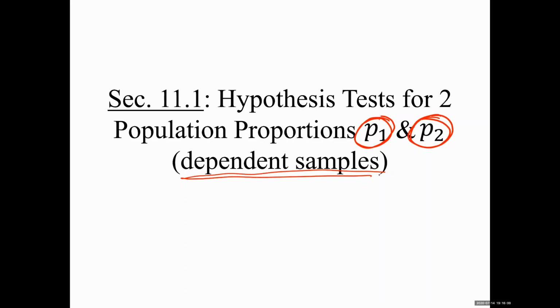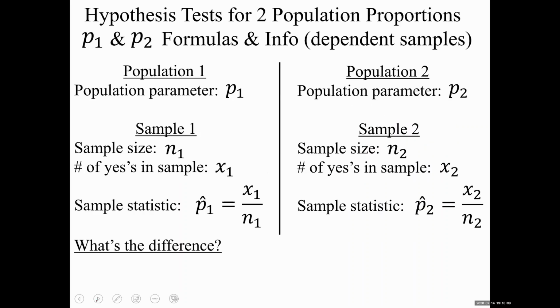So what's going to change in this situation? So what does it say here? Hypothesis test for two population proportions or percentages, P1, P2, if it's dependent samples. Okay, so what's the difference? You still have to do a lot of writing. You're still going to write all the stuff you write. So in chapter 11, you always have to write a lot of stuff at the beginning.